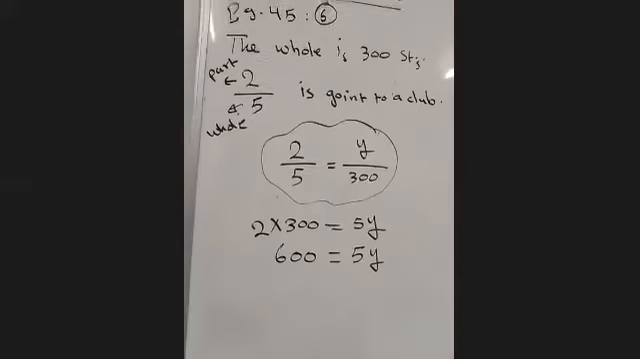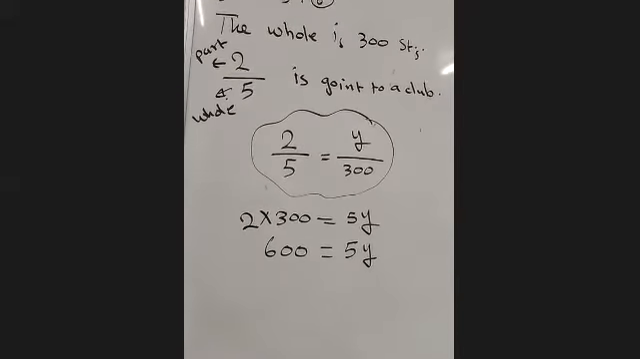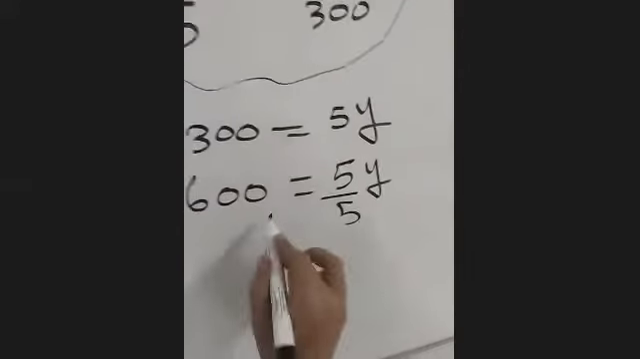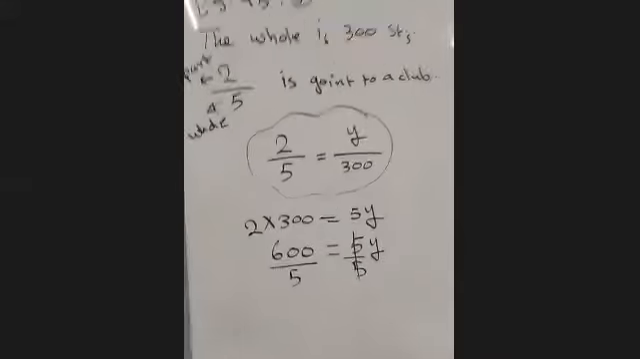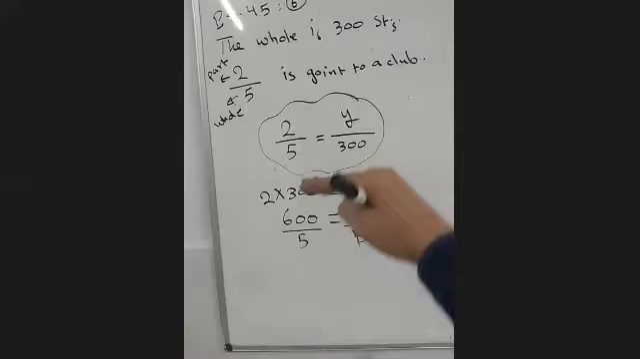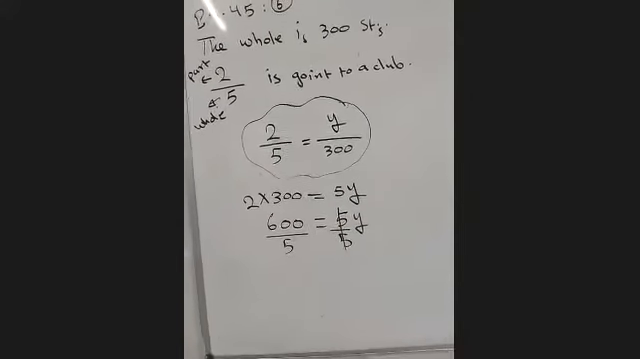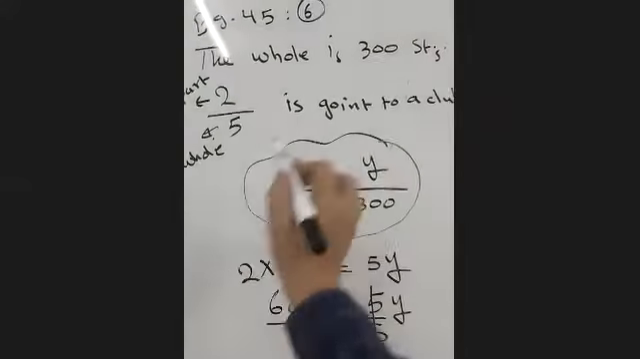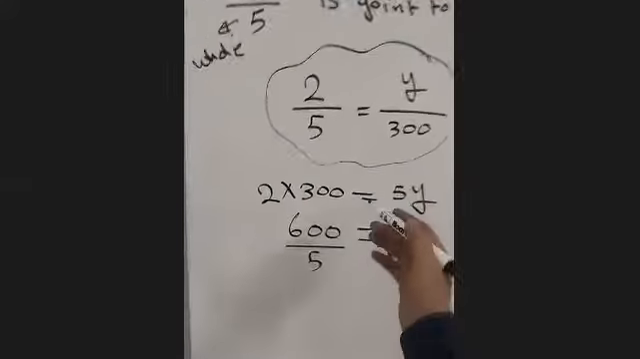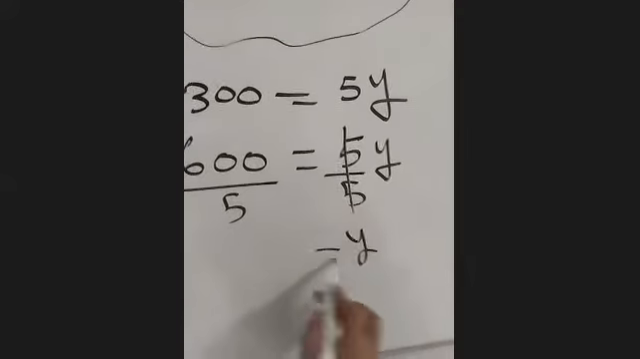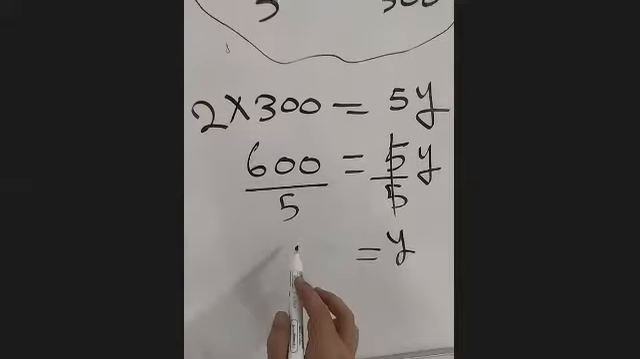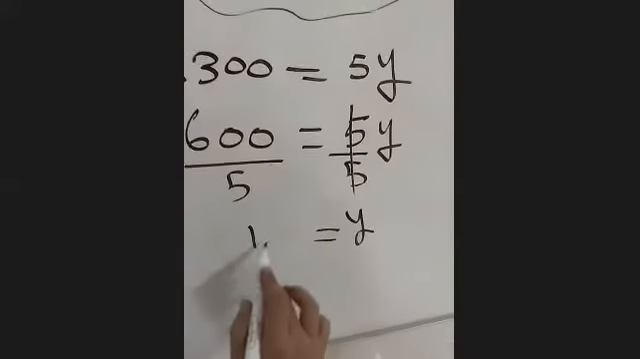Now, what will I do, Adnan? I divide by 5 on both sides. We did that before. First multiply, then divide. These steps, guys, from here down, we always did, right? So the important thing is to prepare this. If you prepare this very well, the rest of the steps will be so easy. Now here, the 5s are gone. So y equals, now make division, 600 divided by 5 is how much? It is 120.